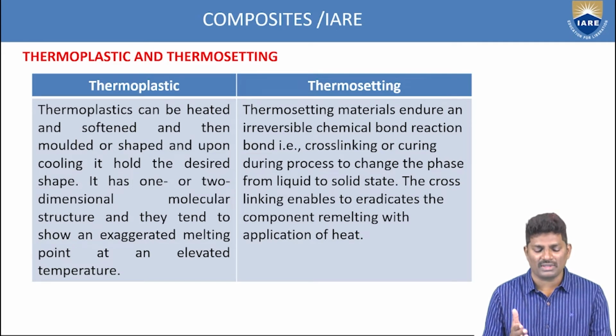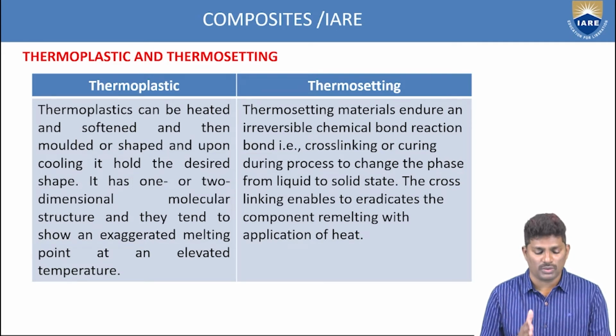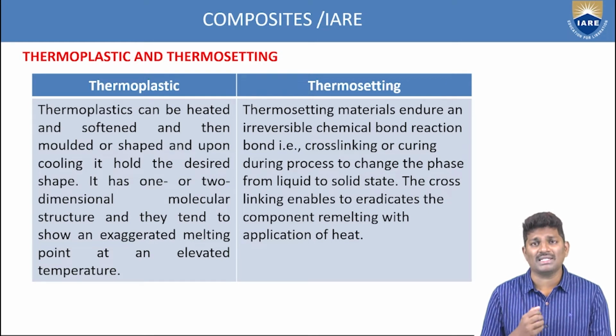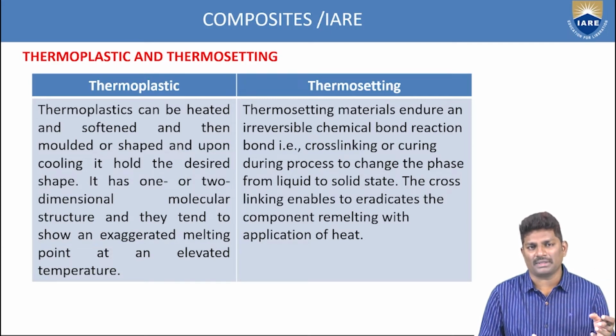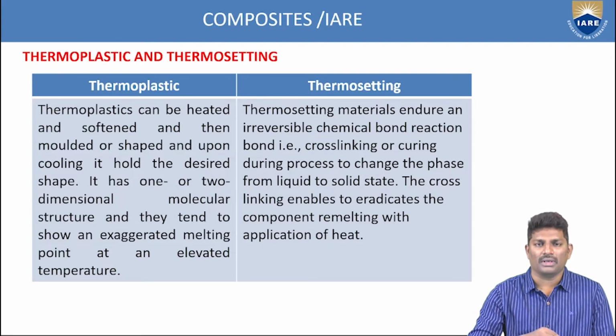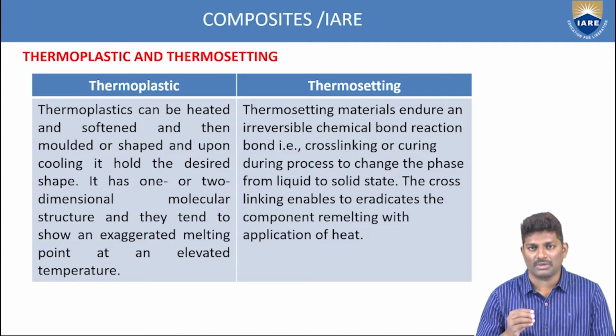And what is another point you have in the thermoplastic here? It has one or two dimensional molecular structures, and they tend to show a distinct melting point at an elevated temperature. Since it has a melting temperature, if you want to get the required shape using these thermoplastics, what is happening? Since you are heating the material to an elevated temperature, it converts into the molten state. After getting to a molten state, you pour that liquid into the mold to get the required shape. So that is about the thermoplastic.